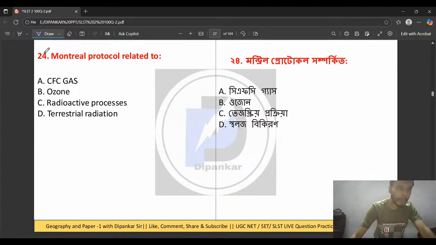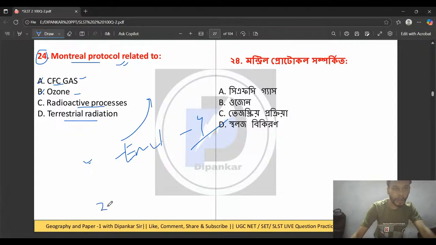Next, 24, the Montreal Protocol. This question came from Environment Geography, unit number 4. Montreal Protocol is related to what? Option A: CFC gas, chlorofluorocarbon, B: ozone, C: radioactive processes, and option D: terrestrial radiation. Everyone answer question number 24.